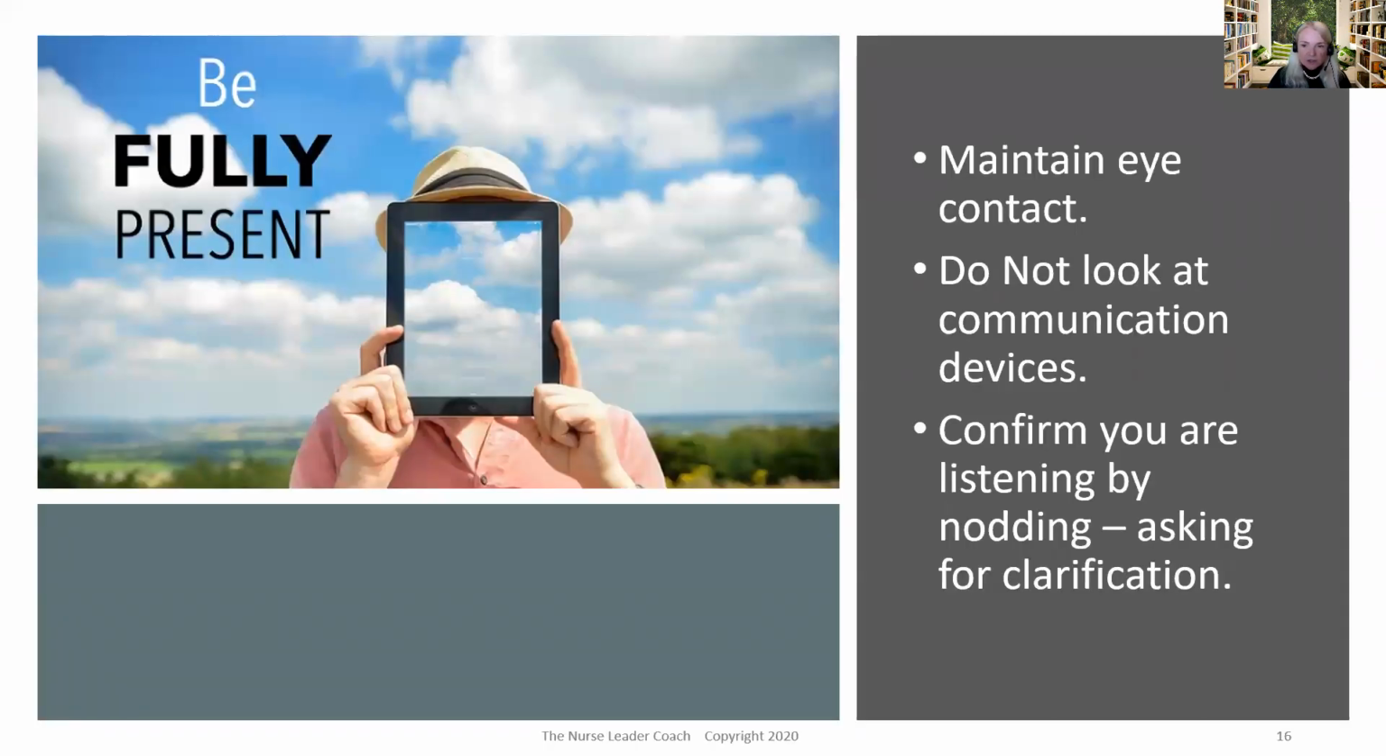So the first skill is to be fully present. Now, being fully present is easier said than done. Busy leaders really have to work very hard to avoid the temptation to multitask when they're talking with their staff, to look at their computers, look at their phones, maybe not maintain eye contact. You need to show that you're there and that you're really listening by nodding and really asking for clarification about things that are said. That's how you can really stay present in the conversation.